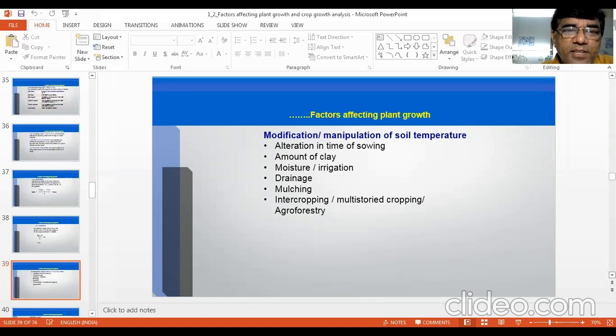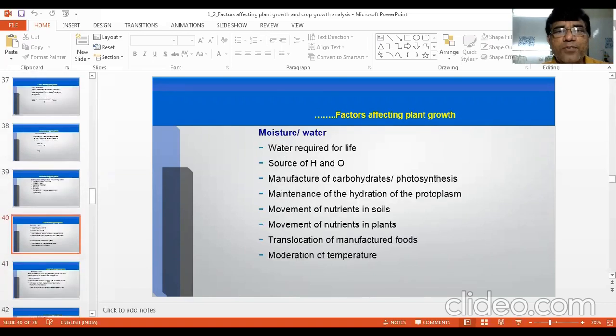Clay content can be increased if you get too much adverse effect of high temperature, particularly in soils which have more sand. By moisture, irrigation also we can manipulate temperature. Drainage is also good. Sometimes, particularly in hot months, mulching can moderate the soil temperature. It can bring it up or it can bring it down also. With intercropping, because of shade, you can reduce some temperature, and certain shade-loving crops are also grown. Now, after temperature, we go to water. Water is the next important abiotic factor.